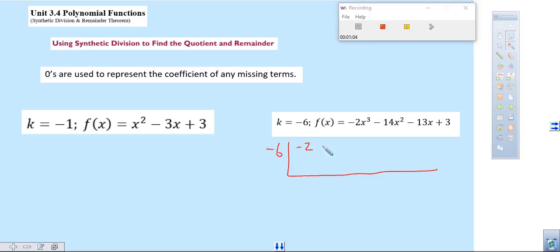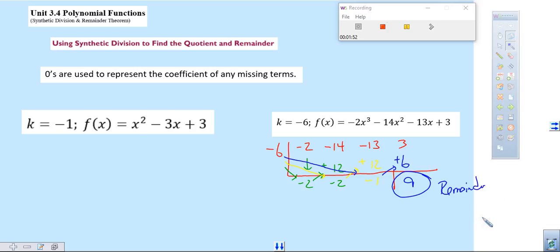I bring down my coefficients, so -2, -14, -13, and 3. I start my process. Bring down my -2. A negative times a negative is a positive. I add those two together, I get -2. A negative times a negative, use my arrows, sorry about that. A negative times a negative is a positive. I add them together, I get -1. A negative times a negative is a positive. I get 6. I add them together, I get a remainder of 9. So in that particular case, k would not be one of my zeros, because when I plug this in, I get a remainder.